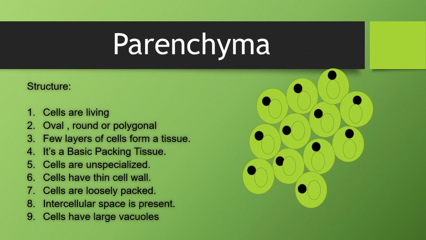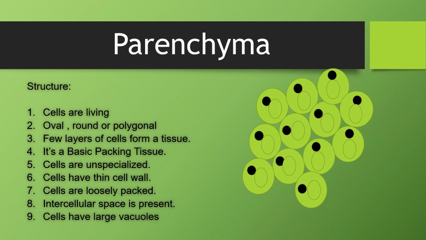Now, the structure of parenchyma tissue. All the soft parts of the plant body are composed of parenchyma tissues. Parenchyma tissues form the basic packing tissues of plant body. It is the most abundant tissue of plants and is widely distributed in various plant organs like roots, stems, leaves, flowers, fruits, etc. The basic structure is made up of cells.